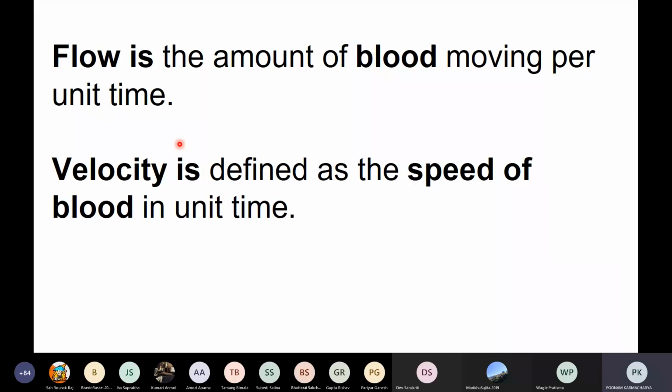So first of all, what is blood flow? What do you understand by blood flow, and what do you understand by blood velocity? Flow is the amount of blood moving per unit time, right? So blood flow is the amount of blood moving per unit time, okay? And velocity is defined as the speed of blood in unit time, okay? So flow is the amount of blood moving per unit time, whereas velocity is defined as the speed of the blood in unit time.